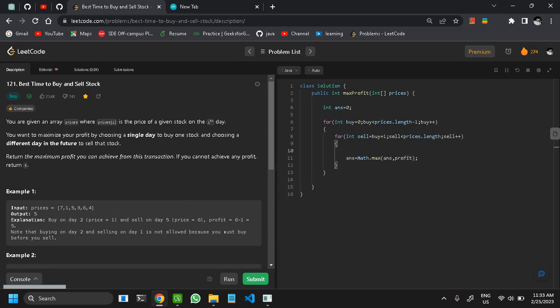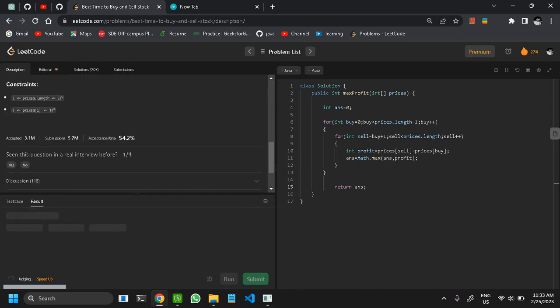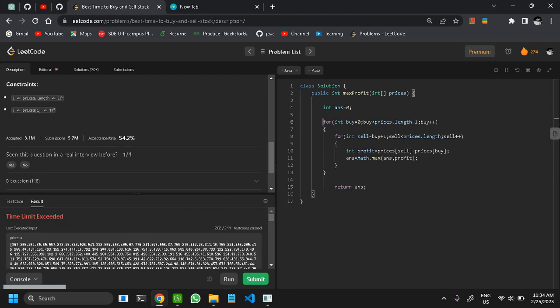So what is the current profit? Current profit is basically prices of sell minus prices of buy. Now I'm going to return this as my answer. So this is about the brute force approach, and let me see whether it works or not. Okay, so it's working for the example test case, and if we see the constraints, we cannot achieve this in O of n square time complexity. So it is basically following O of n square time complexity.